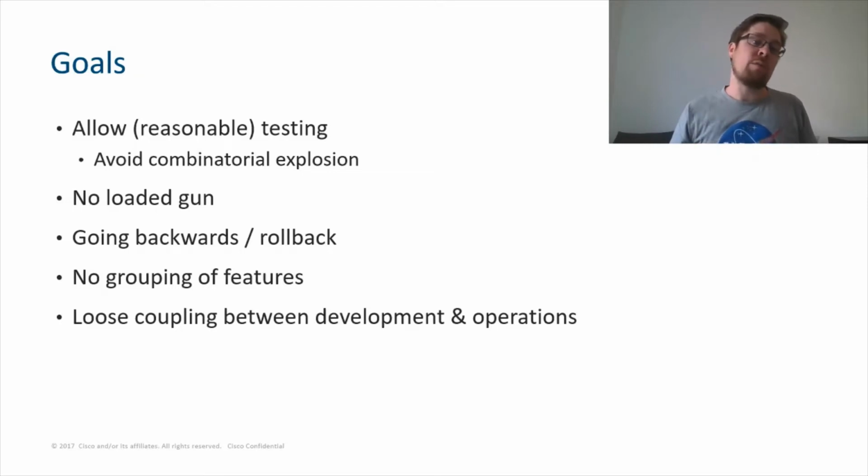And in order to do that, we have to avoid that combinatorial explosion of test cases that we get if we have a large number of inputs. We want to avoid the loaded gun scenario. We want to be able to go backwards or have rollback. We want to avoid the grouping of features, so we can just enable them individually. And in general, we want to have loose coupling between development and operations.